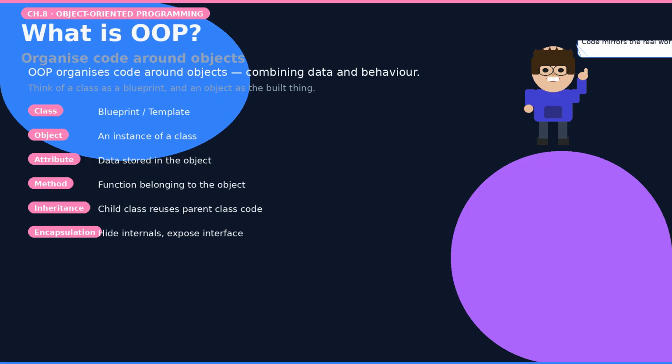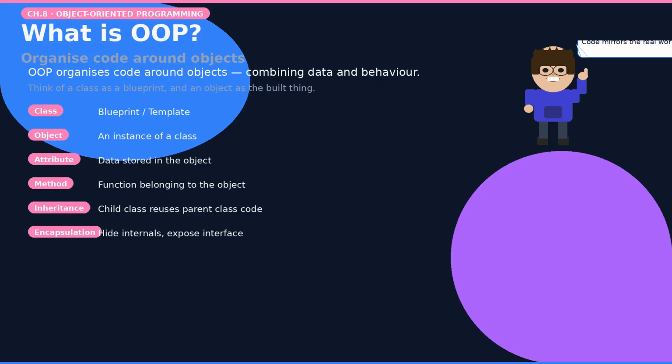Object-oriented programming is a way of organizing code around objects, things that combine data and behavior together. The key concepts: a class is a blueprint or template. Think of it like a cookie cutter. An object is an instance, an actual cookie made from that cutter.